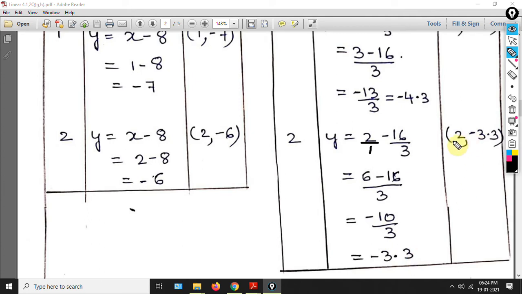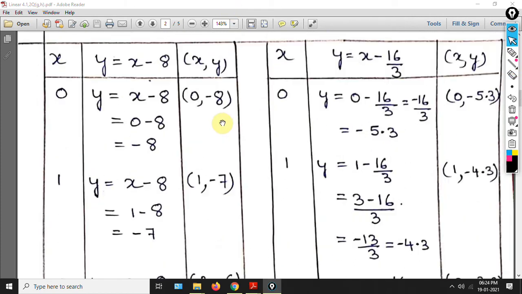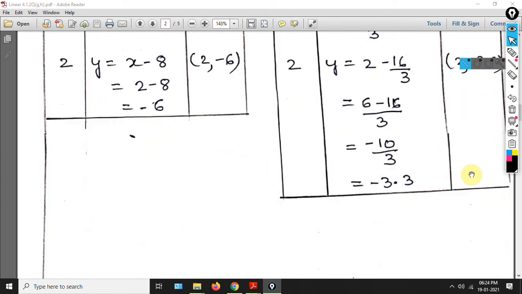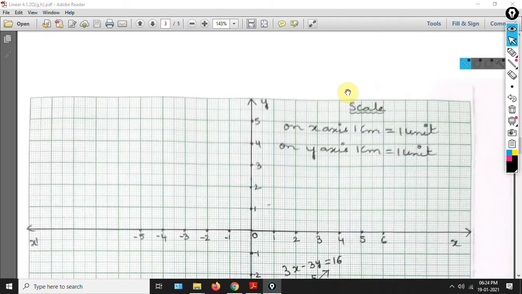So here we are writing x and y value. How much is x? 2. So we are writing 2 comma. How much is y value? We got minus 3.3, okay. Next what we have to do, we have to plot these points on the graph. For this table also we have to plot this point on the graph. And next for these points also we have to plot on the graph, okay.